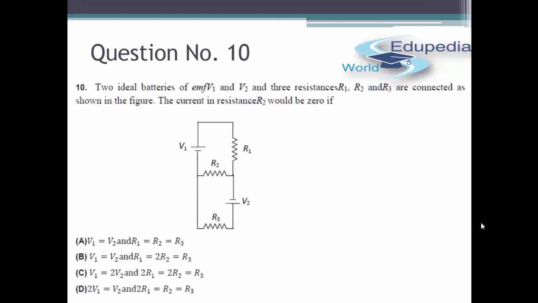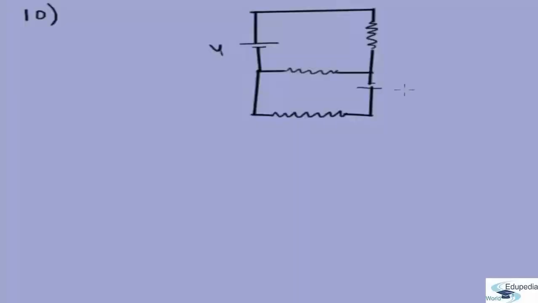We are given a circuit. I'll just draw that first. Okay, so this is V1, this is V2 with polarity opposite of that of V1, R3, R2, R1. So two ideal batteries, three resistances. We want the current in resistance R2 to be 0.